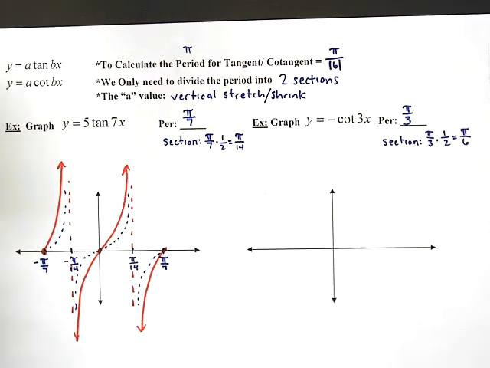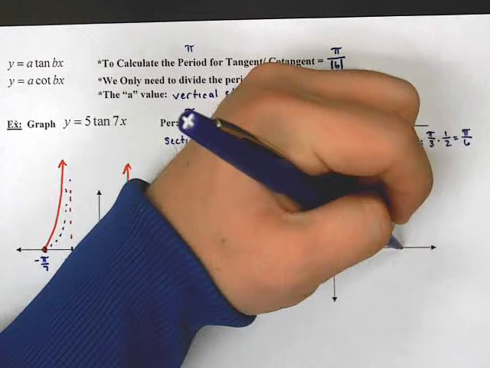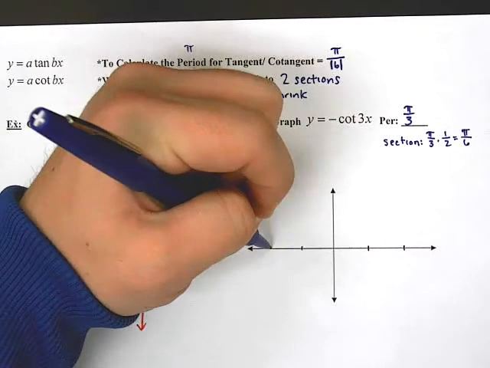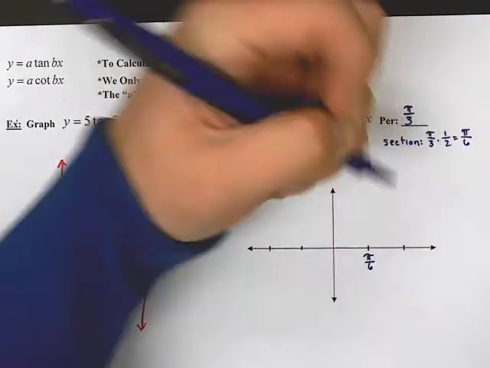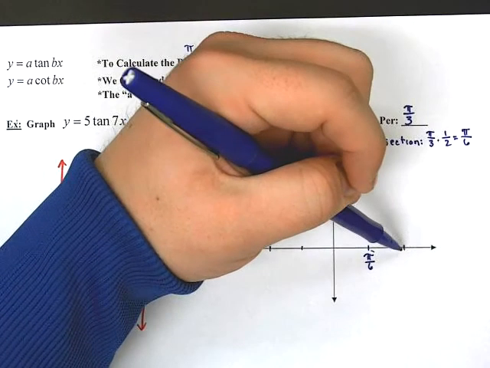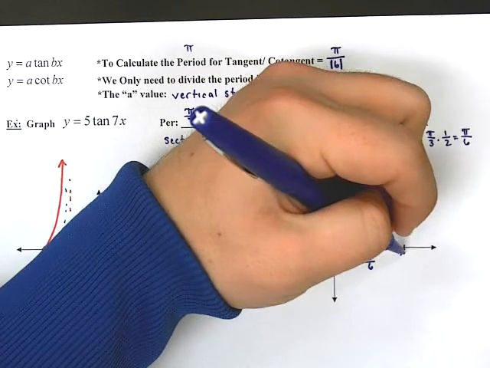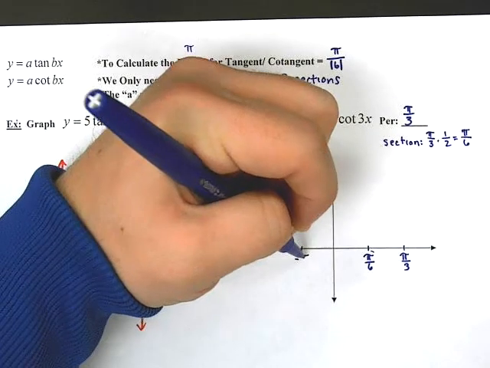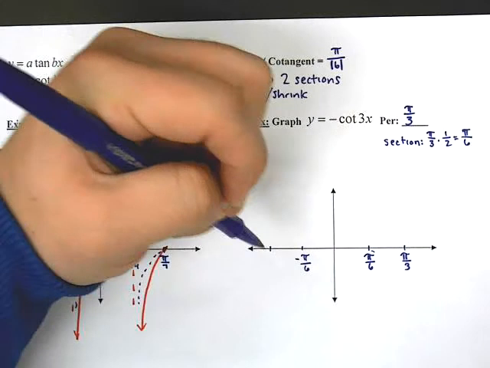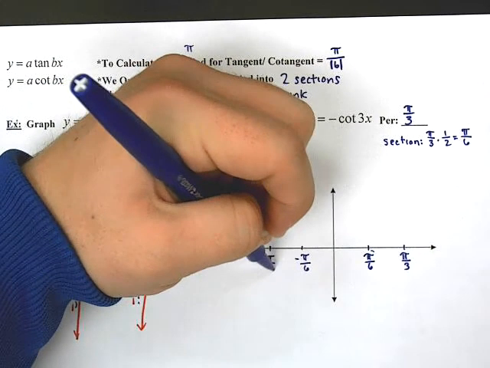All right, we do the same sectioning. 1, 2, 1, 2. This is pi over 6. This is another pi over 6, so 2 pi over 6. But of course, we would write that as pi over 3. We come back the other way. Negative pi over 6, negative pi over 3.